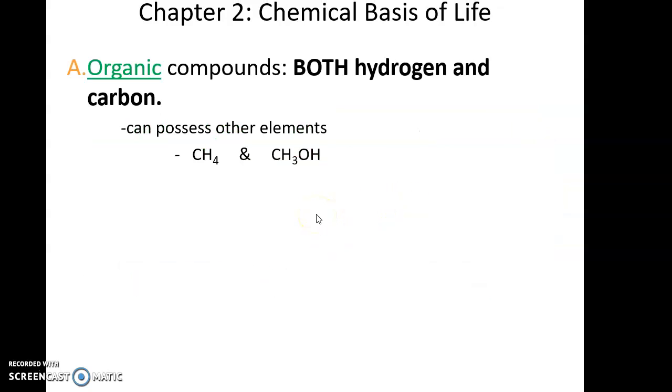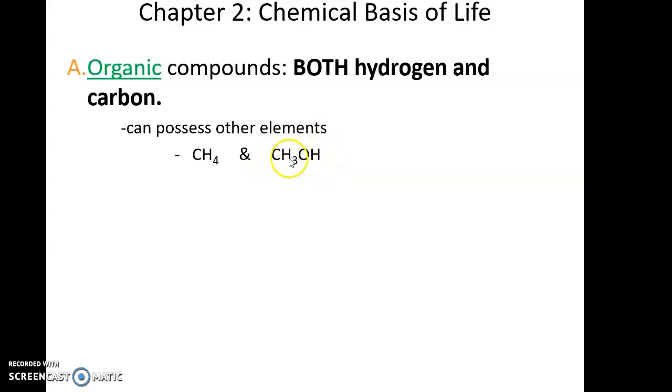Right. When we talk about compounds, again, compounds are molecules with two or more elements in the molecule. We have a category referred to as organic. An organic compound has both hydrogen and carbon. It can possess other elements, but it must possess both hydrogen and carbon to be organic. So CH4, good old methane, that is organic, has carbon and hydrogen.